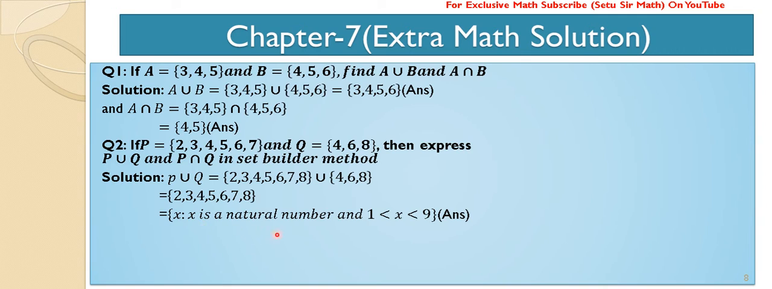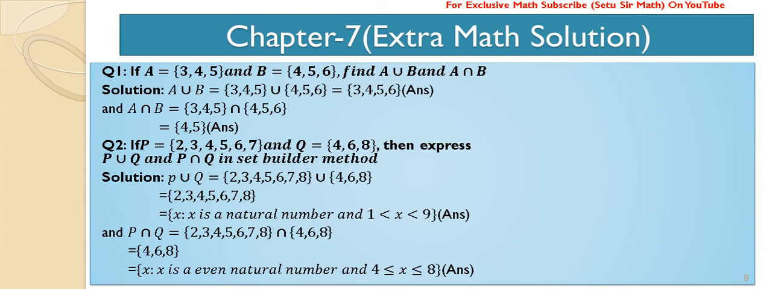This is a natural number, so we can write down the condition. x is a natural number, and you can see these numbers are greater than 1 but less than 9. So we can write down 1 less than x less than 9. So this is the condition of set builder method. This is the answer. Now P intersection Q will find only the common elements 4, 6, 8.